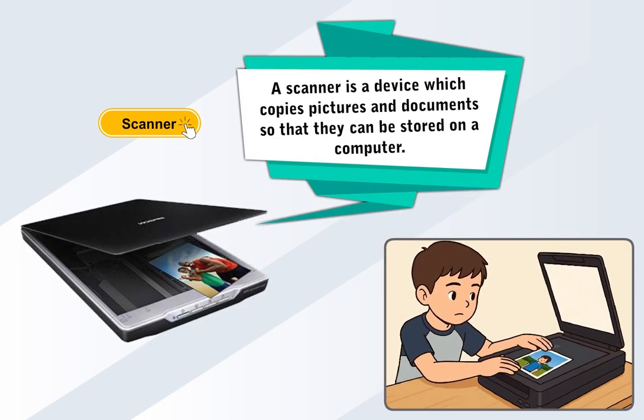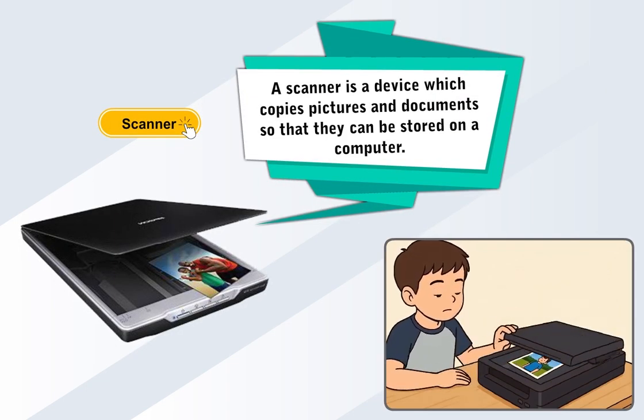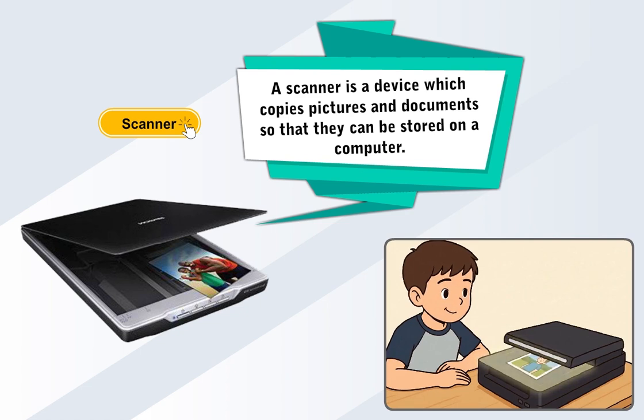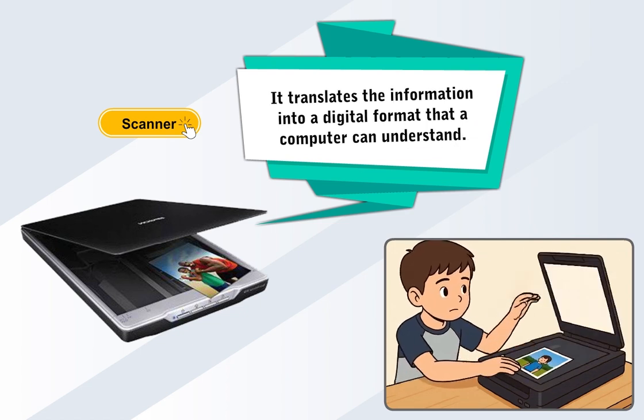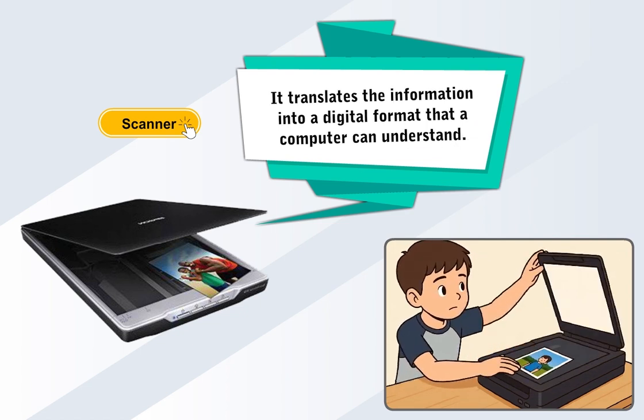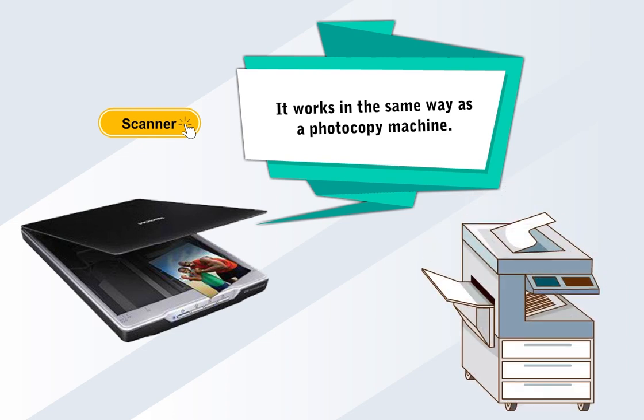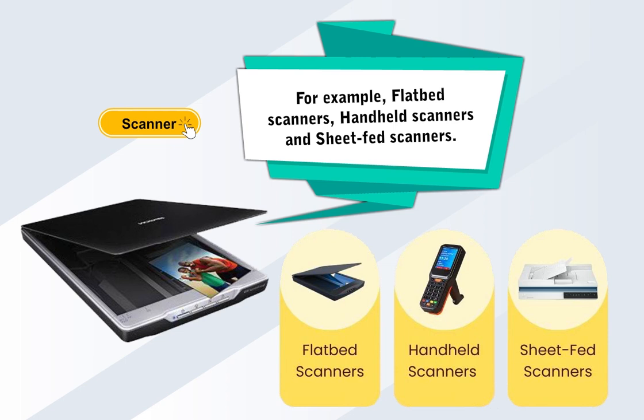Scanner. A scanner is a device which copies pictures and documents so that they can be stored on a computer. It translates the information into a digital format that a computer can understand. It works in the same way as a photocopy machine. Different types of scanners are available these days. For example, flatbed scanners, handheld scanners, and sheet-fed scanners.